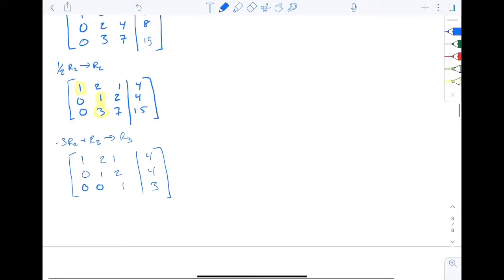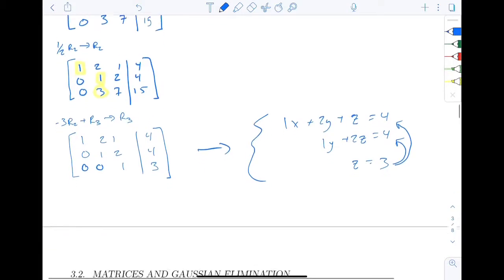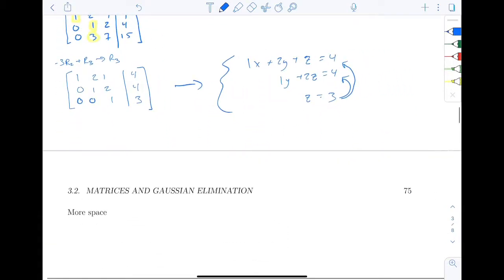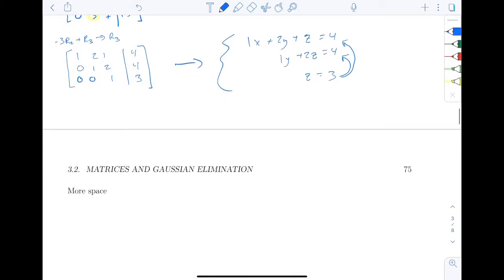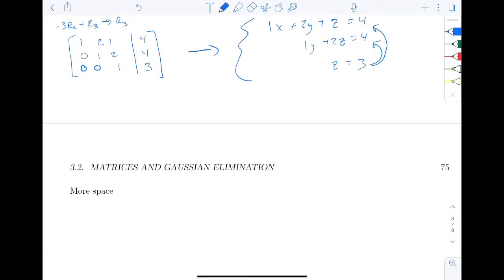Okay, now the corresponding system for this is 1x plus 2y plus 1z equals 4, and 1y plus 2z equals 4, and z equals 3. Now at this point you can do back substitution, and if I were a computer person, I probably would do that because that algorithm is going to be faster in terms of computer time. But because I'm a math person, I'm going to keep going a little bit, and I will discuss in more detail later in the section what exactly I'm going for here.